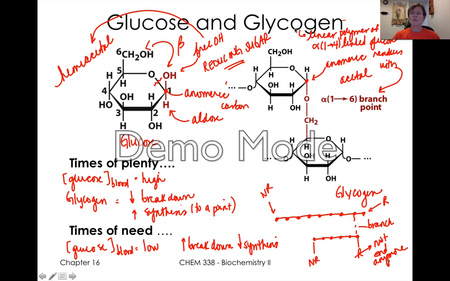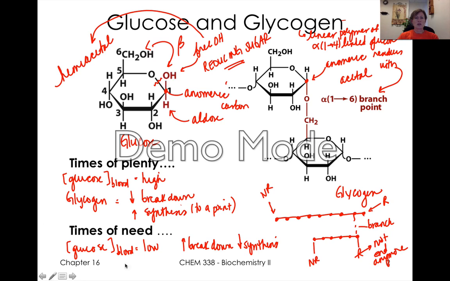So what that ends up creating in terms of the structure of glycogen is a linear polymer of alpha-1,4 linked glucose residues that have alpha-1,6 branch points. And again, we'll talk about the importance of the spacing of those branch points and how long the branches are. All of that plays a lot into how we metabolize glycogen and mobilize glucose.